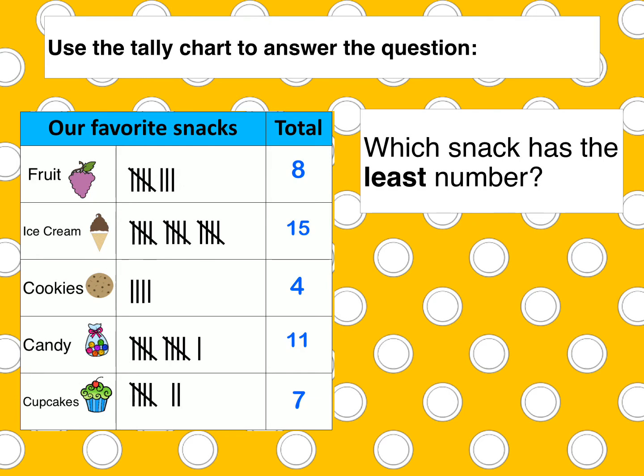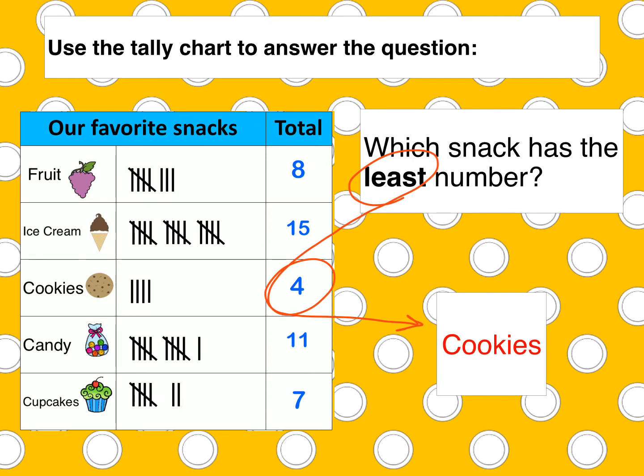Now we are going to use the totals, or the numbers that we filled the tally chart with, to answer different questions. The first question says, which snack has the least number? Now you know the least means the fewest or the smallest number. And with the totals we have 8, 15, 4, 11, and 7. So which number is the least? Wonderful, it's number 4. And which snack has the 4? Excellent, it's the cookies.